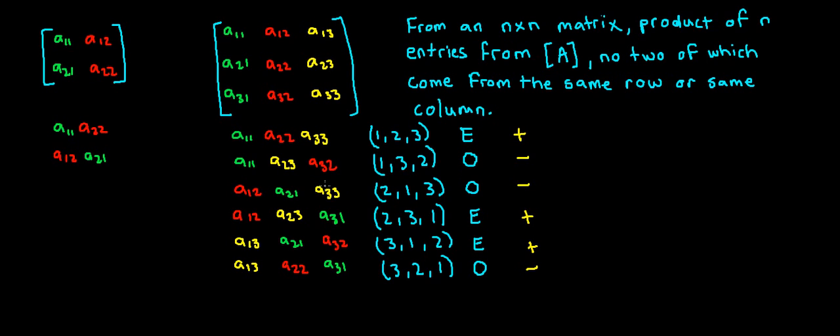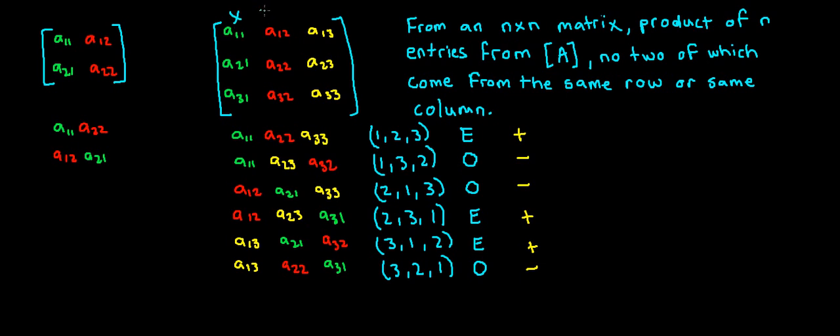And of course an elementary product can have a positive or negative value. The positive or negative value is going to depend on the permutation, whether it's even or odd. The even or odd property will depend on how many inversions it has.